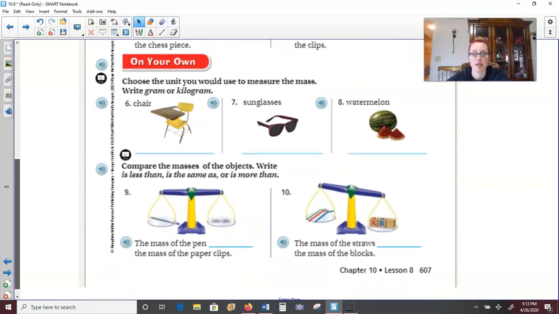All right, on your own here, but let's go ahead and continue this together. Would we use grams or kilograms to measure the mass of a chair?